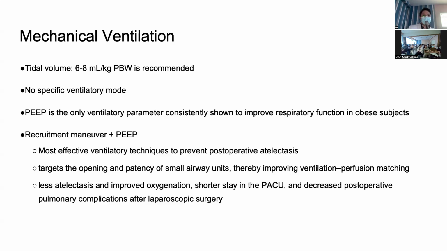It targets the opening and passing of small airway units, improving the ventilation perfusion matching. There is less atelectasis and improved oxygenation, shorter stay in the PACU, and decreased post-operative pulmonary complications after laparoscopic surgery.